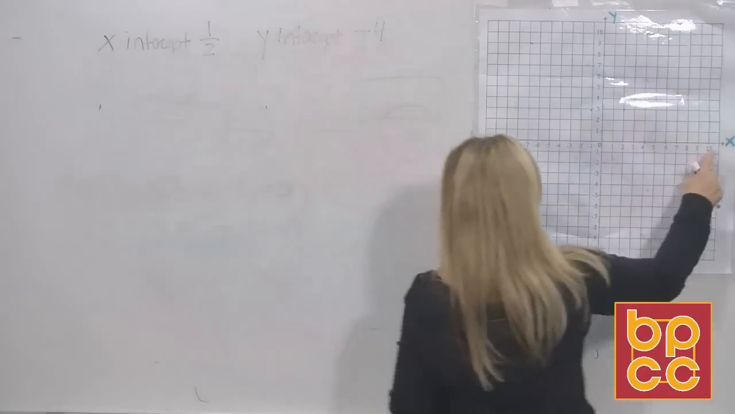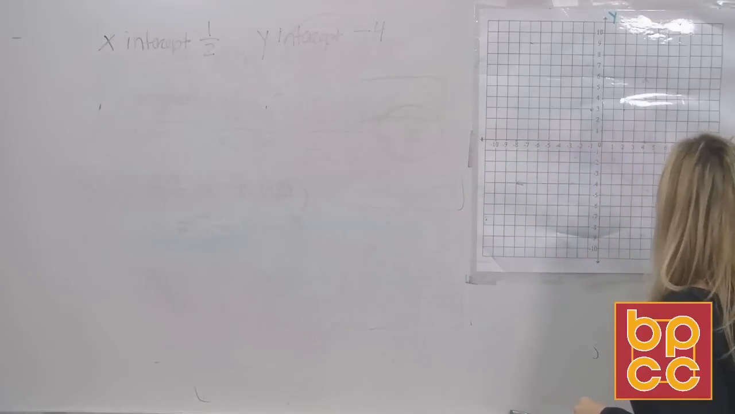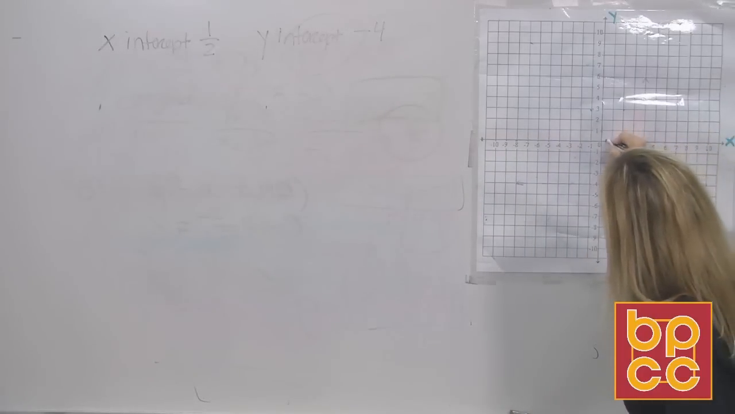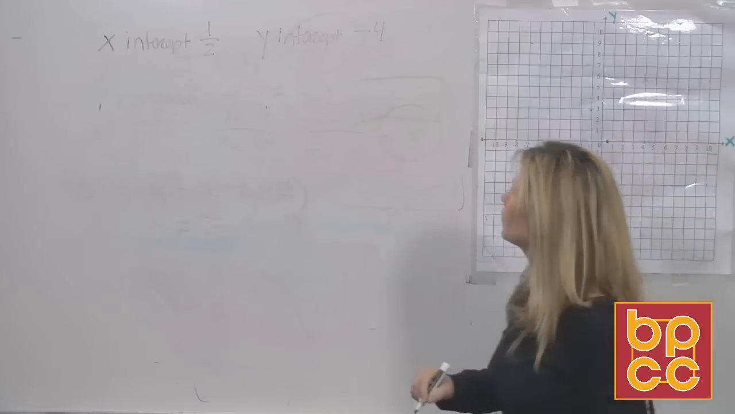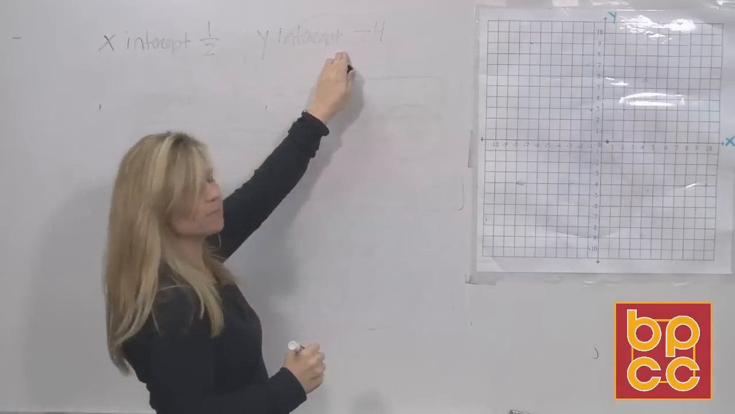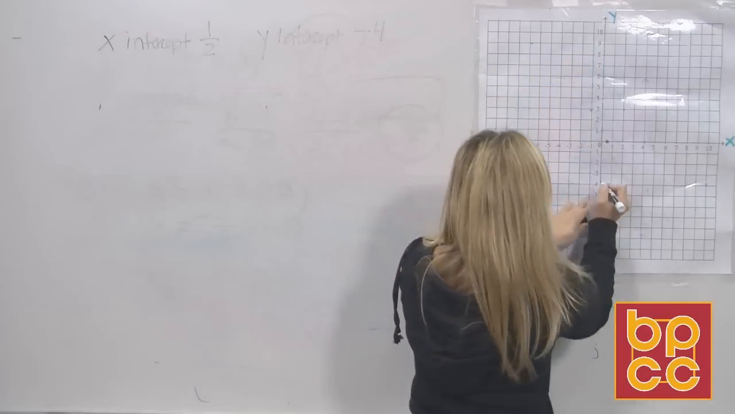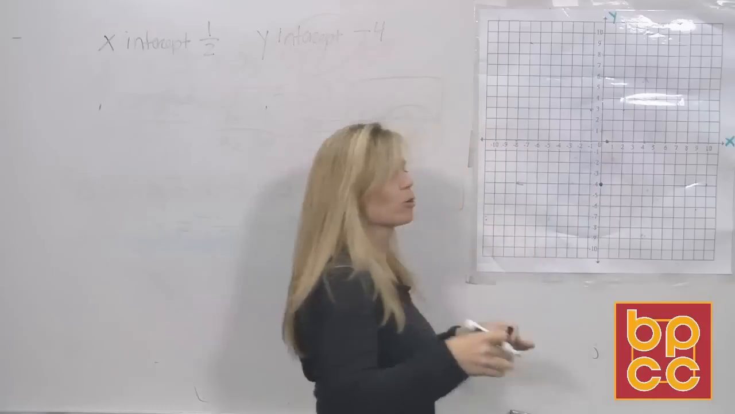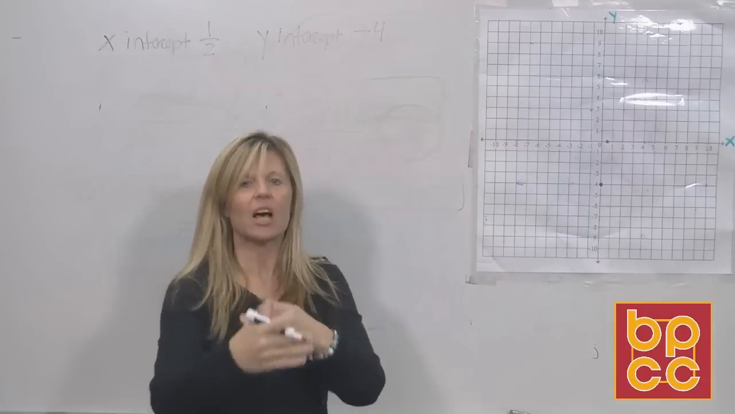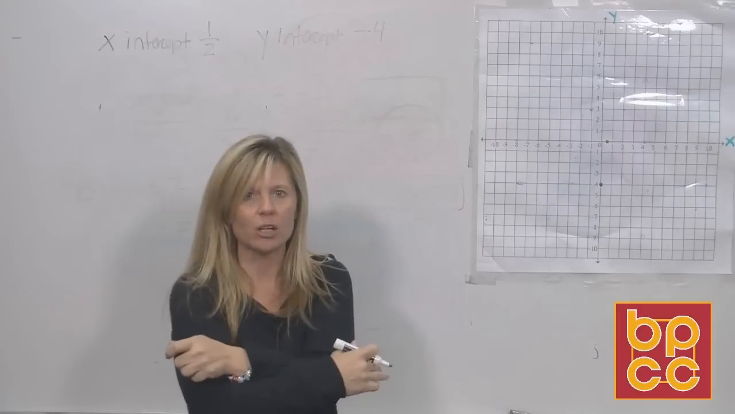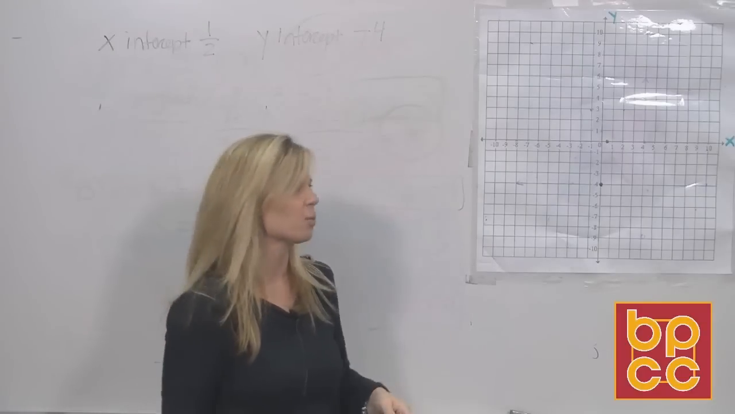So we're going to go to the x-axis. And remember, this is a number line. We're going to go to half, which is between 0 and 1. The y-intercept is where you touch the y-axis. So we're going to go to the y-axis to -4. Those are points. That's what an intercept is. Like you intercept the football, you touch it. Those are points where you touch the x and y axis.